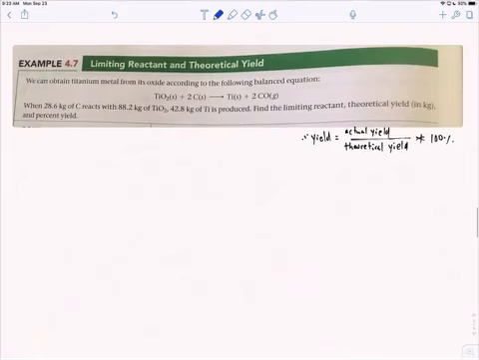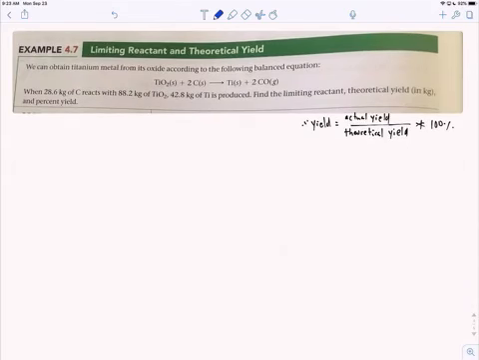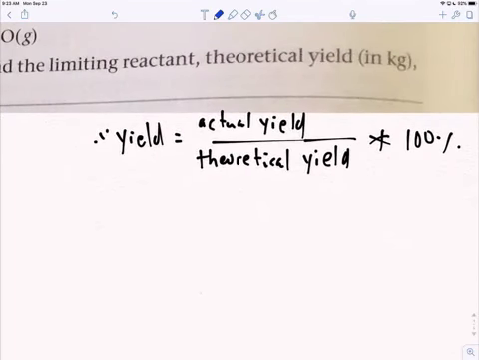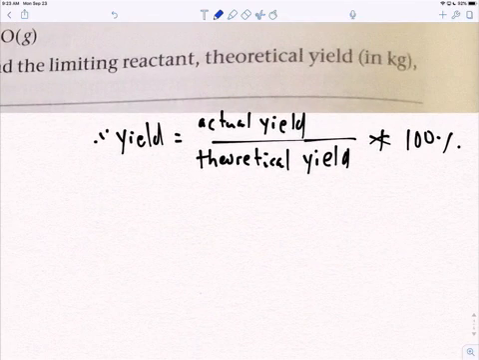Okay. So the next concept is actual yield or percent yield. The percent yield is your actual yield over your theoretical yield times 100%. And why would you not get 100% each and every time? Why can't I get 100% each and every time? The reason is because things are not pure.